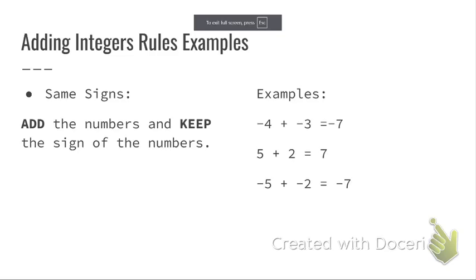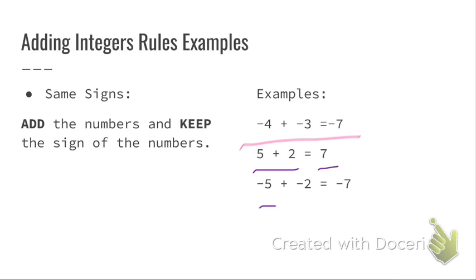Right, so here are some same sign examples. -4 plus -3. Same signs, add, keep the sign. 5 plus 2, both positive numbers, add, keep the sign. Both negative numbers, add, keep the sign.